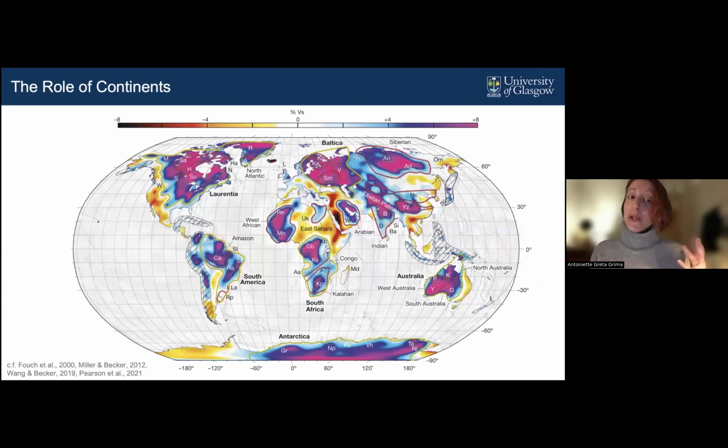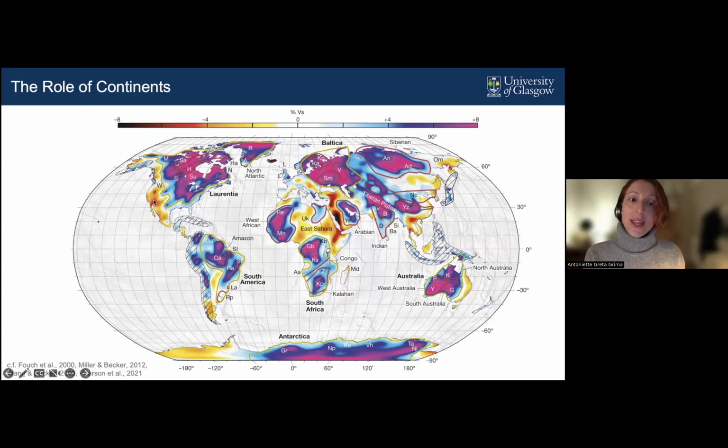However, when we look at the continental overriding plate, we can see that this is extremely heterogeneous, and we can see this heterogeneity in this S-wave velocity map by Pearson and co-authors from 2021, where if we look at North America, we can see that as we move from the margin towards the continental interior, we see this increase in S-wave velocities, indicating that now we are in a region where the lithosphere is colder, stronger, and possibly older.